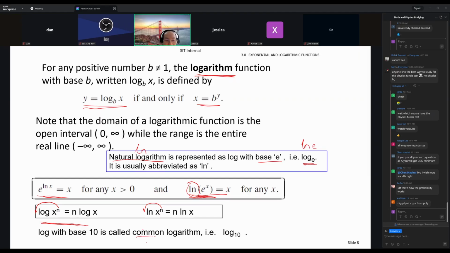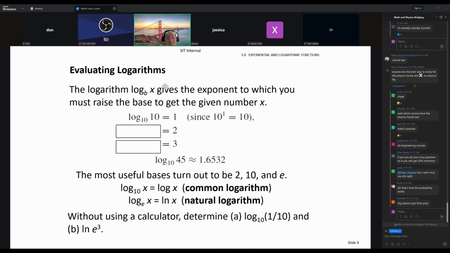Common logarithm and natural logarithm are different. Common logarithm means log to base 10. It's called common because it is commonly used: log to base 10. Natural logarithm is log to base e.